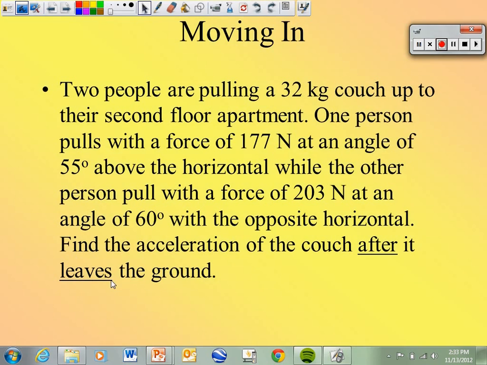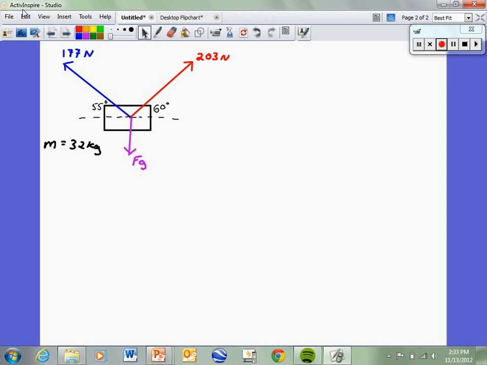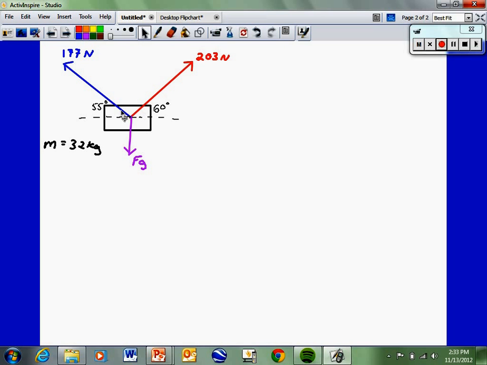That means there's no normal force in this drawing. So step one, as always, is to draw the picture. I did that here. So here's my couch. Here's my 177 newton force, and my 203 newton force goes the other way. Here's my 55 degree angle. Here's my 60 degree angle. Force of gravity goes down, and I wrote down the mass of the couch is 32 kilograms. So step one is finished.